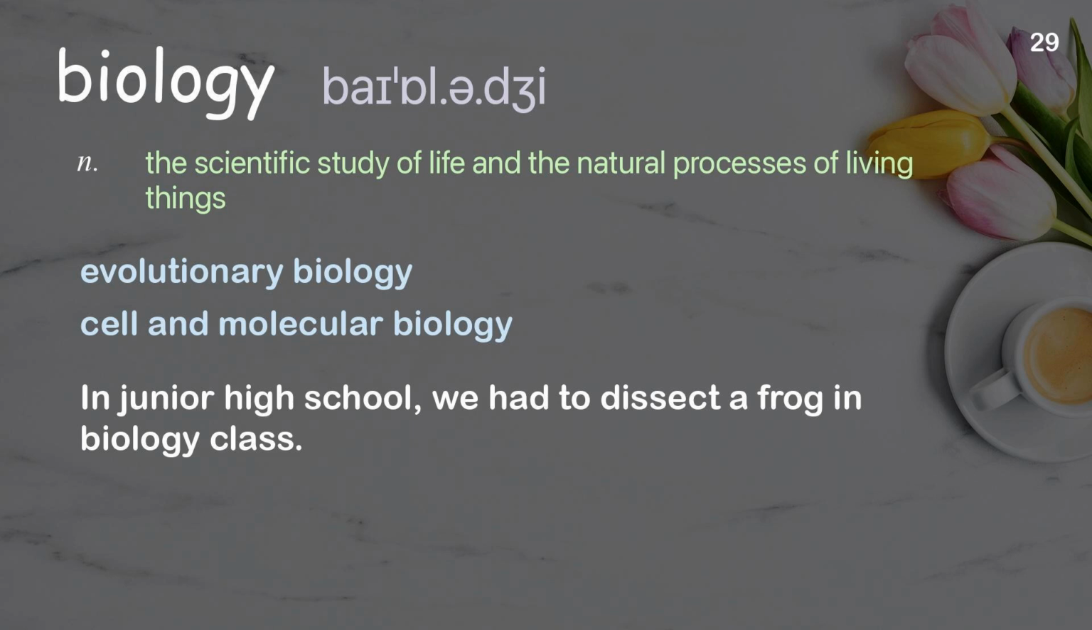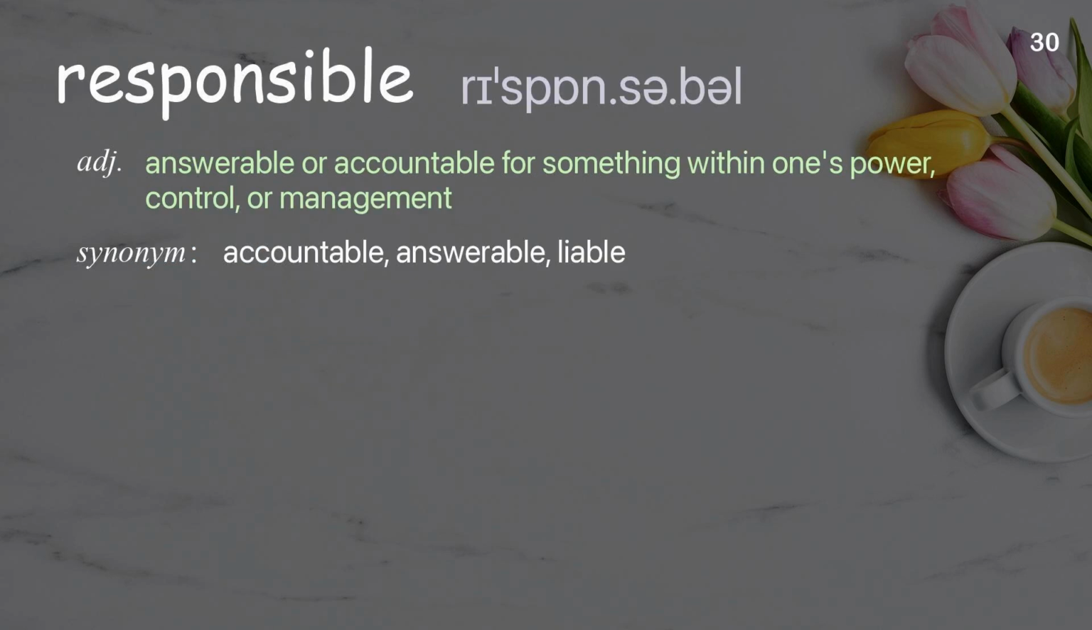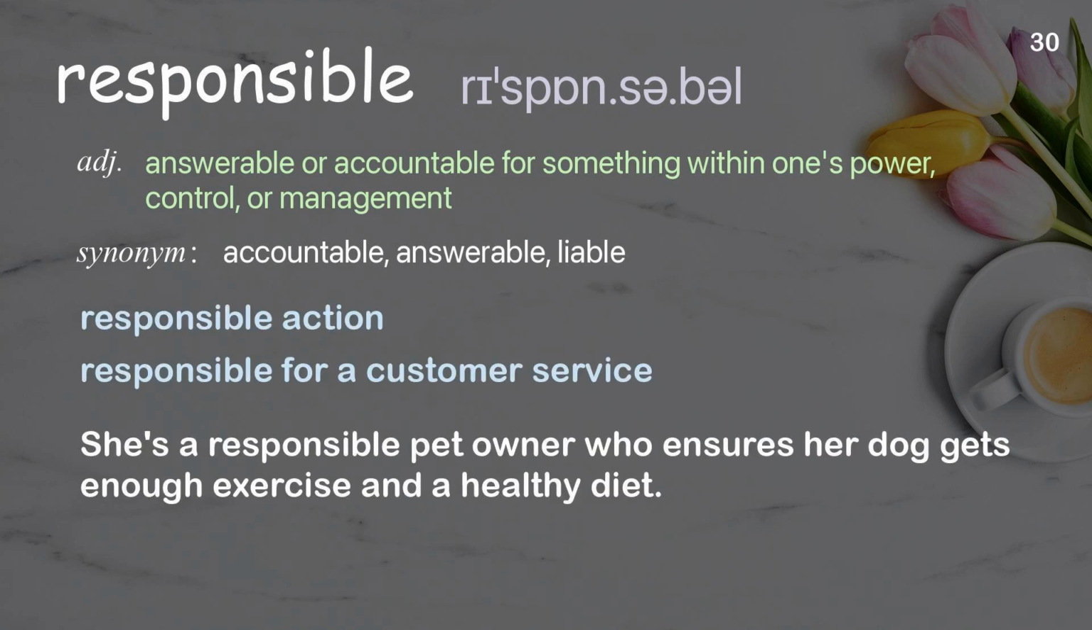Responsible. Answerable or accountable for something within one's power, control, or management. Examples: responsible action. Responsible for customer service. She's a responsible pet owner who ensures her dog gets enough exercise and a healthy diet.